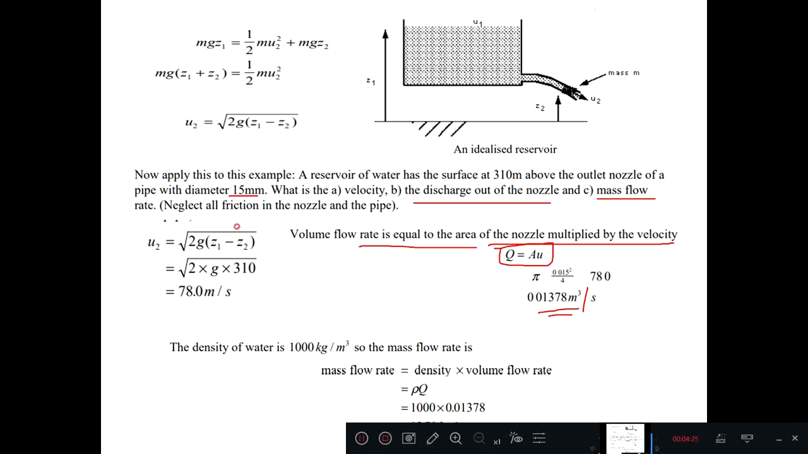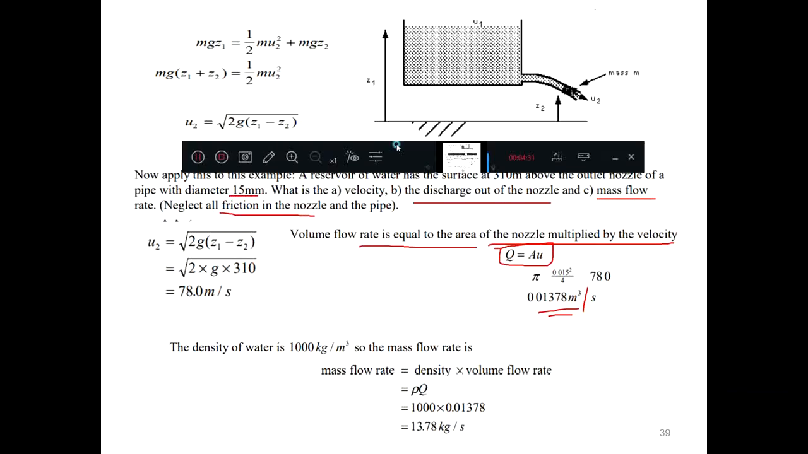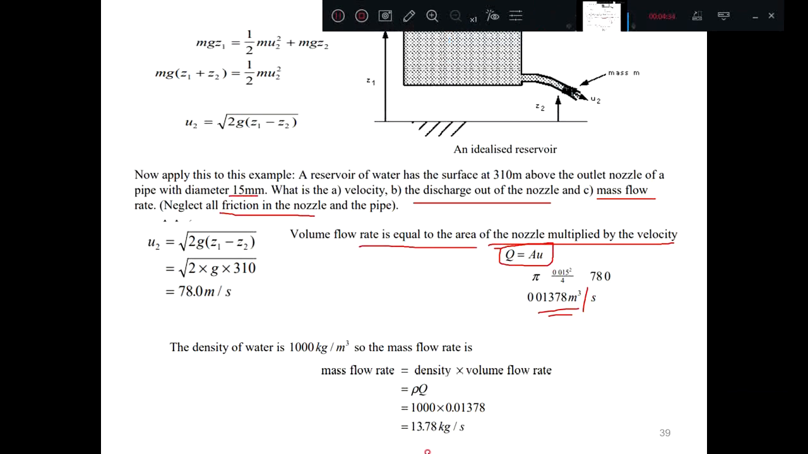The third one is they have asked you to calculate the mass flow rate, neglecting all friction. How can we calculate it? The density of water is 1000 kg per meter cube. The mass flow rate is equal to density into volume flow rate. As we know, density equal to mass by volume, so the mass can be written as density into volume. So the mass flow rate will equal density into volume flow rate, that is rho into Q.